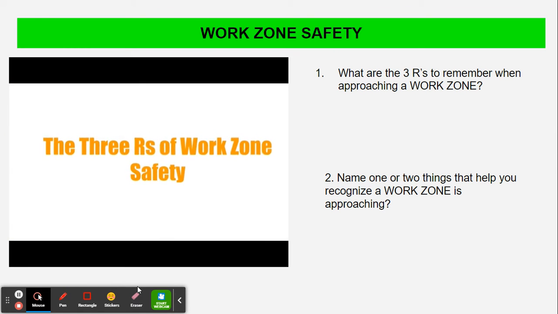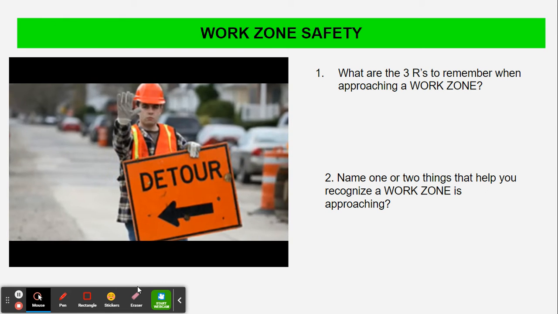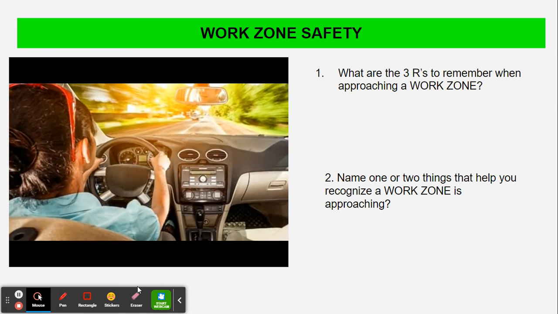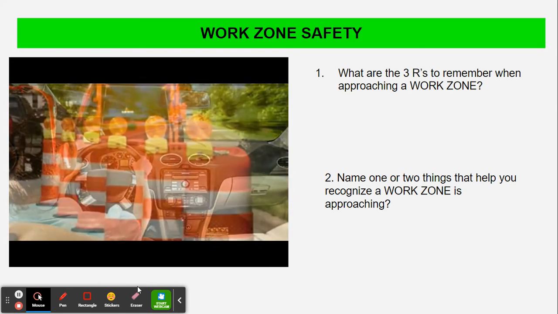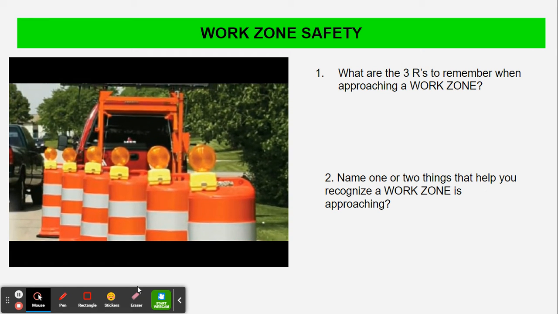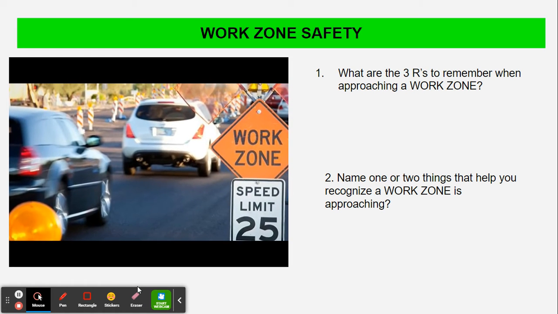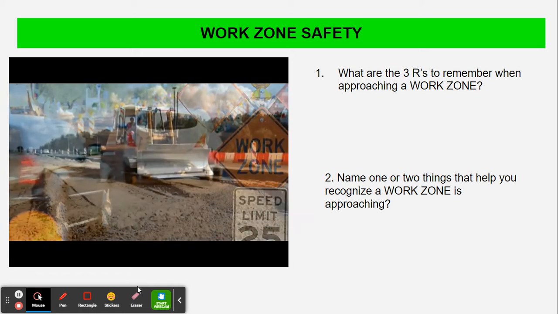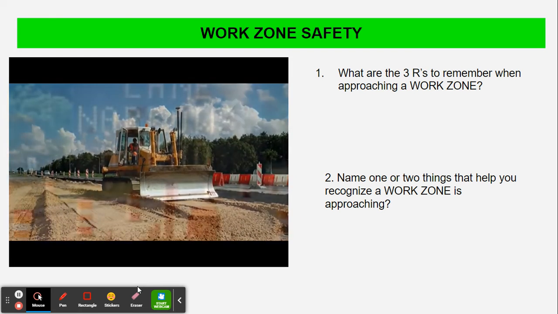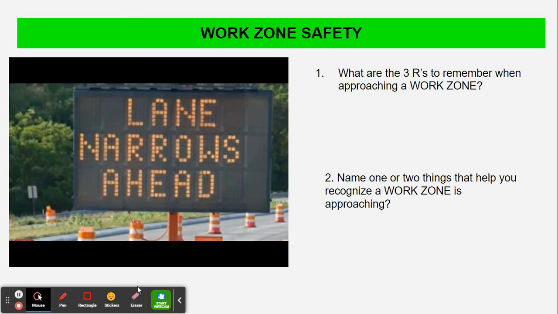The 3 R's of work zone safety are recognition, reaction, and responsibility. Recognition refers to identifying a work zone, watching for warning signs, cones, workers, and other vehicles. Warning signs and cones are there to direct you the right way and prevent collisions. Reaction refers to responding to the work zone environment. A driver should always be aware of his or her surroundings and stay alert. Expect the unexpected, and anticipate the possibility of changes in the traffic pattern and the presence of heavy equipment.